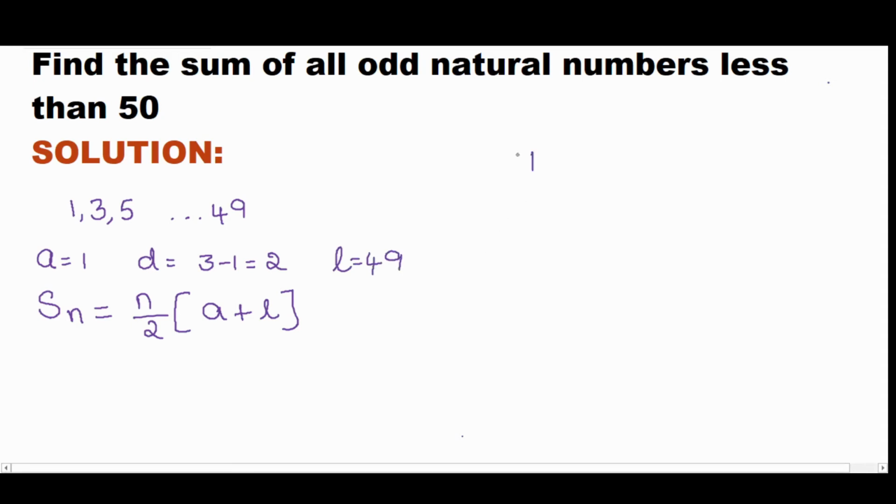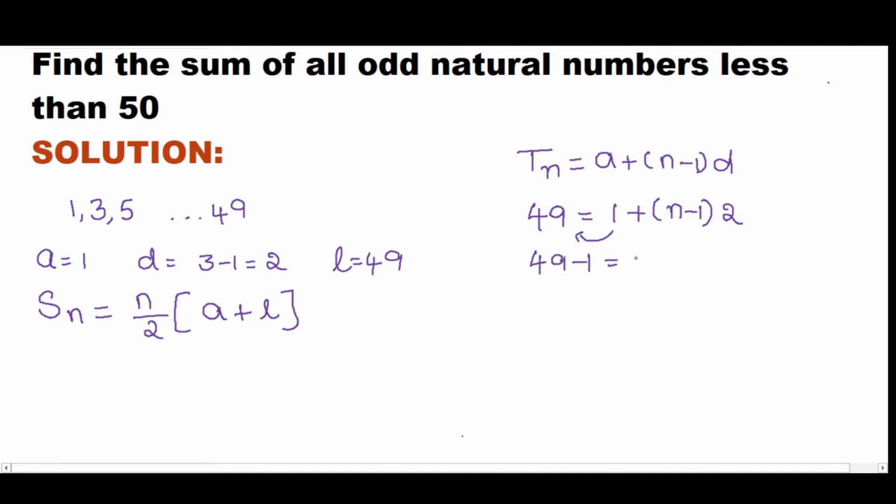To find n, as usual, the old formula Tn is equal to A plus n minus 1 into D. So Tn itself is 49. I need to find which term it is. A, it's 1, I know. n minus 1 into D, which is 2. So 49, I'll shift this 1 towards the side. I'll get 49 minus 1 is equal to 2n minus 2. I get 48. I bring 2 towards the side. It becomes plus 2, which is equal to 2n. I get 50. And I bring this 2 to the denominator. I get n value which is equal to 25. Therefore, n value is 25 here.